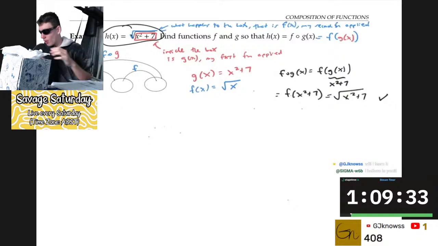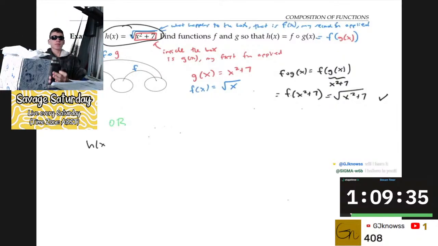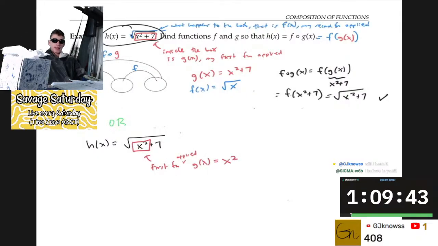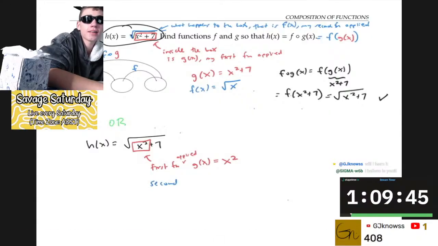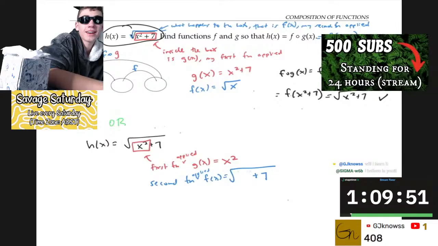But I do want to point out that's not the only correct answer. I'll write down my formula for h of x again, and this time I'll put the box in a different place. I'll just box the x squared. If I did that, then my inside function, my first function, g of x, would be x squared. And my second function is what happens to the box. So my f of x is what happens to the box, and the box gets 7 added to it and the square root taken. So in other words, f of x is going to be the square root of x plus 7.